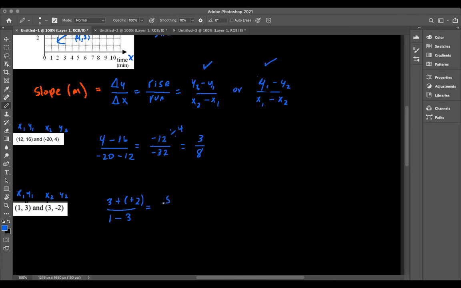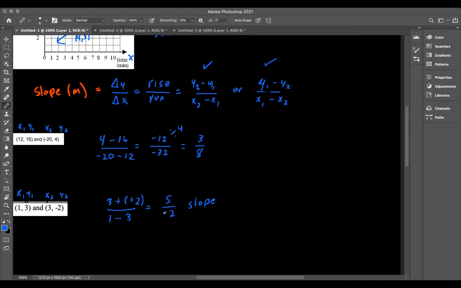And that's over negative 2. So that would be the slope of this equation: 5 over negative 2. And we would leave it like that. We wouldn't divide 5 by 2 or 2 by 5, which would give us 2.5. But that's not what we need. We just need the slope to be that and leave it like that.